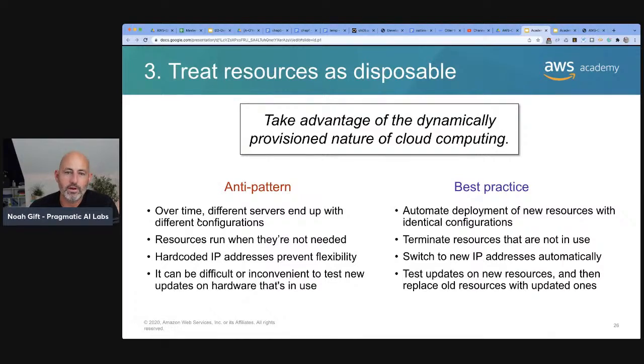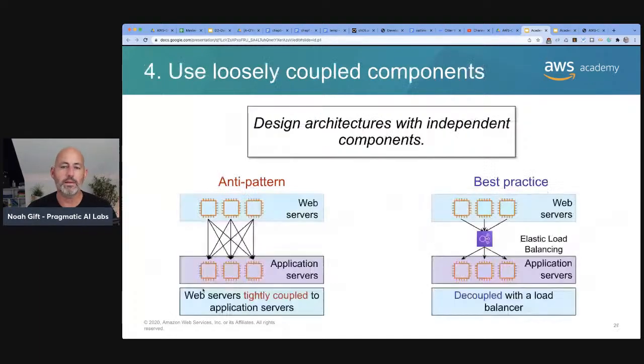And in terms of resources as disposable, you don't want to keep hard-coded IP addresses and keep the same server around. It's better to be constantly terminating these resources and switching things. So you're exercising the dynamic nature of cloud computing. In a way, it's almost like the human body, the cells are constantly regenerating. The same thing goes with the cloud. You should be constantly regenerating your environment.